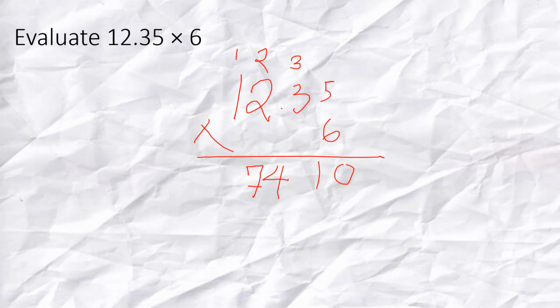And then we count the number of decimal places. For the first factor, we have 1, 2. There are 2 decimal places. For the second factor, there is no decimal place. So 2 plus 0 is 2. So we need to count from your right 2 decimal places in your answer. So we will count 1, 2. So this is where we will put your decimal point. So the final answer here is 74.10.